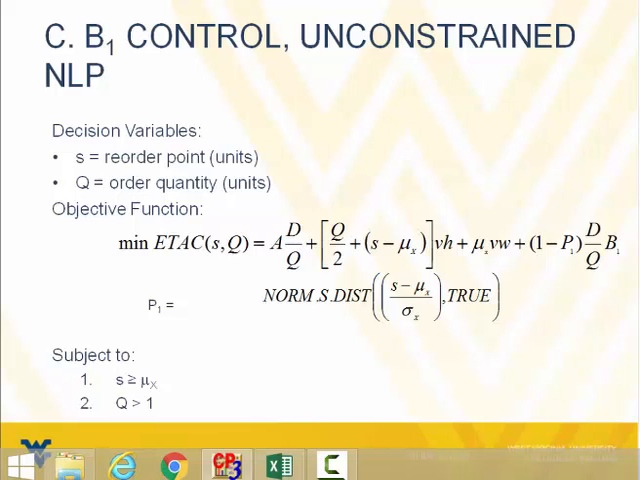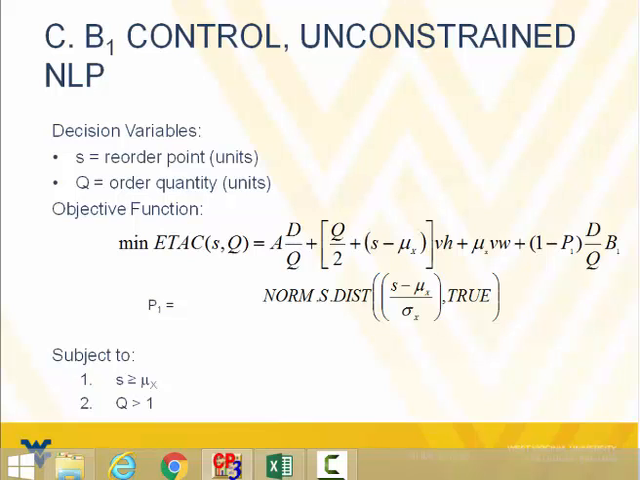So every time you stock out, you incur a cost. Okay? So here what we have is, whatever our probability of not stocking out is, we have the number of orders that we have multiplied by our B1. And that will give us our S and our Q values using the nonlinear program.